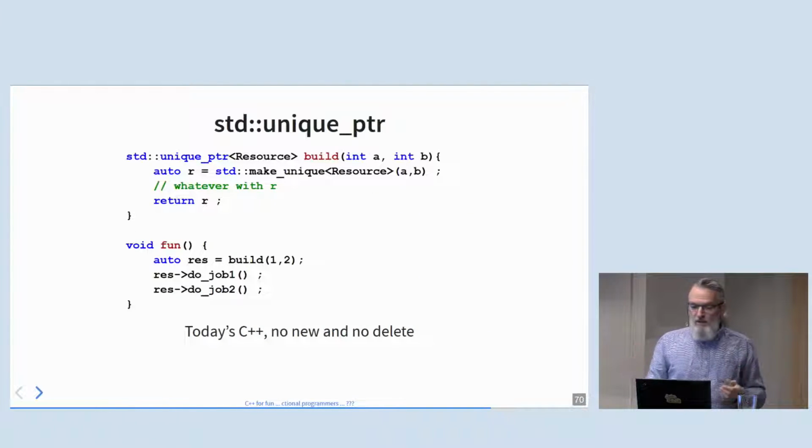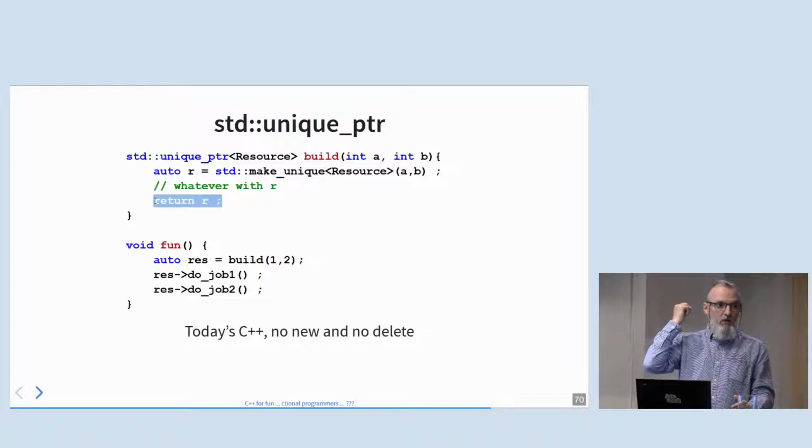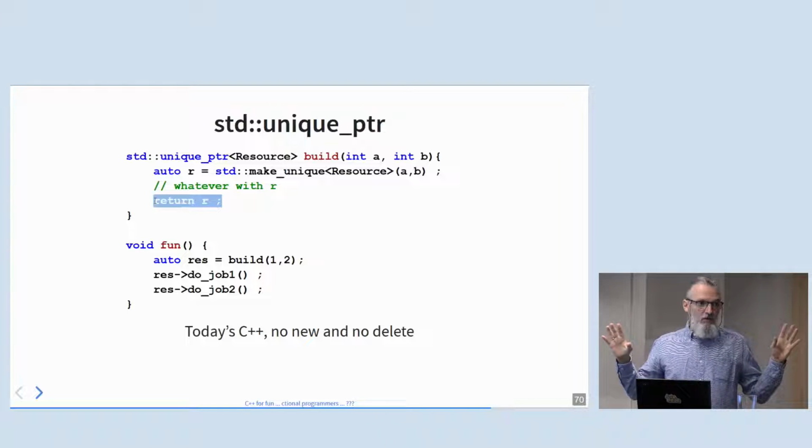And how you use it is actually like this. For example, this is just slide code, of course. But we have here a builder function that takes constructor arguments. It returns a unique pointer of whatever it is, your resource. You have a function, make a unique resource, and put in the constructor arguments. So here the thing is created. Here we move the ownership of the unique pointer to the caller. So I have nothing to do with it anymore.